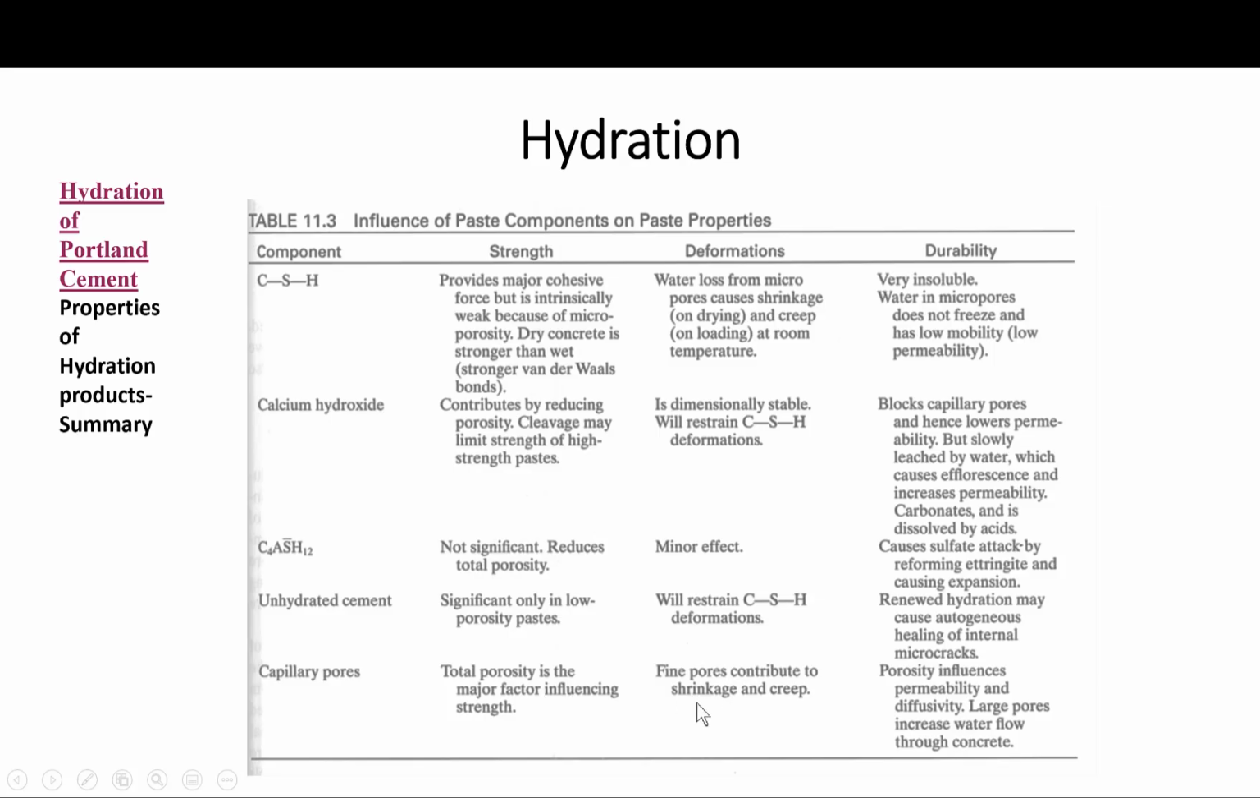For deformation, the fine pores contribute to shrinkage and creep, as we will see. This is very important, and we will talk about it later. For durability, again, its influence comes from its influence on the permeability and diffusivity. So large pores increase water flow through concrete, and that is harmful. Okay, so anyway, I just wanted to show this table because it really summarizes almost everything I talked about in the lecture.